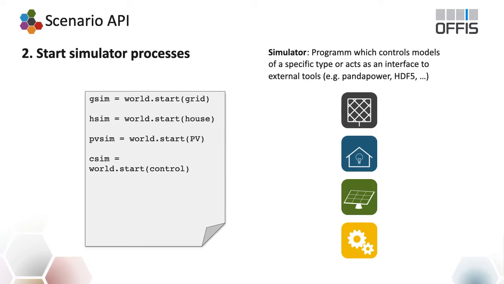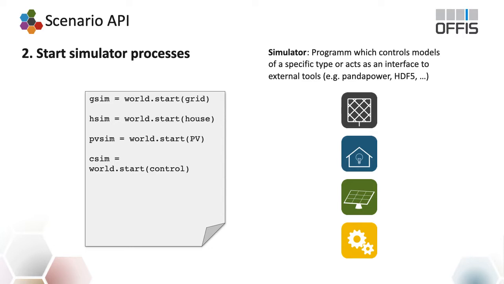or you have a large number of very, very small models, and it's more efficient if you have a program that controls those very small models. So we came up with this idea of always using a simulator which houses the models, or which is an interface to some external tools. So it's kind of simple from Mosaik's point of view. Always use a simulator, and there you have the interface to the models, to the tools, to the databases, to everything. So the second step in the scenario API is to start all these simulator processes.